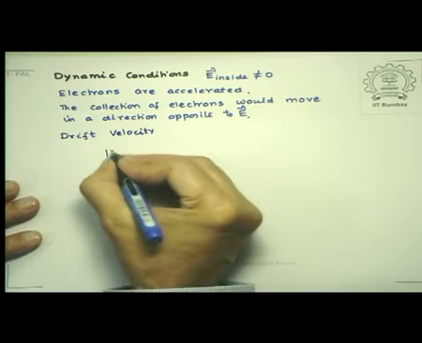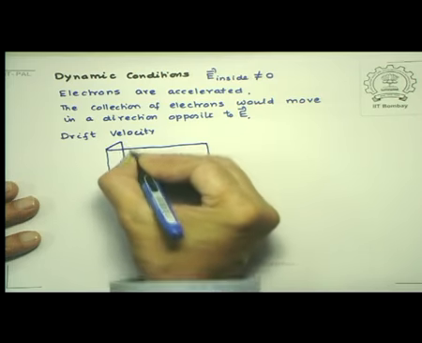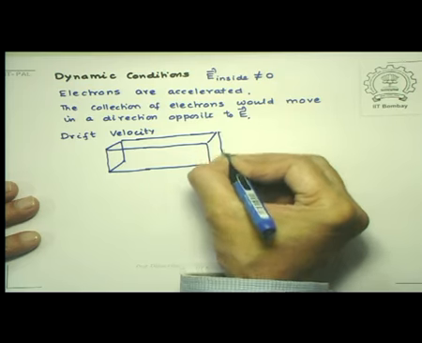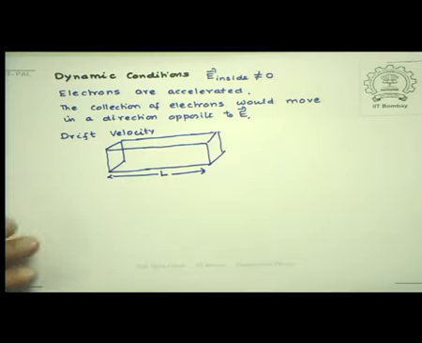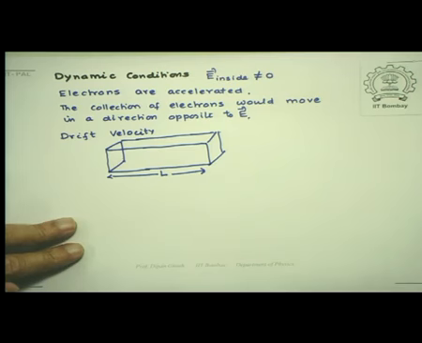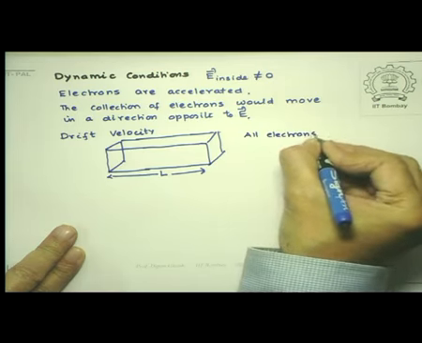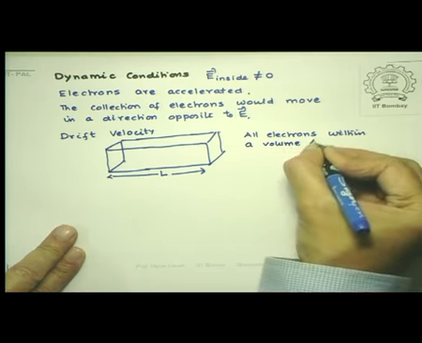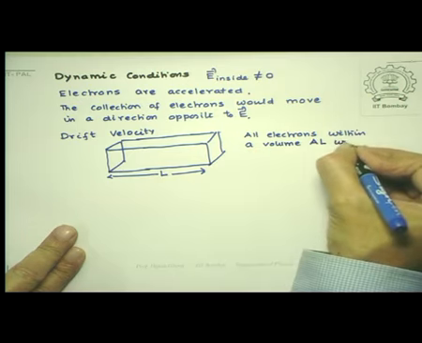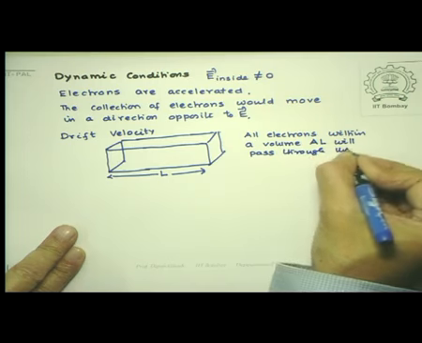So let us return back to this picture, and I assume that I am considering a parallelepiped with a cross-sectional area A and length L. Now what we are saying is this: all the electrons which are within a volume A times L will pass through the right face.